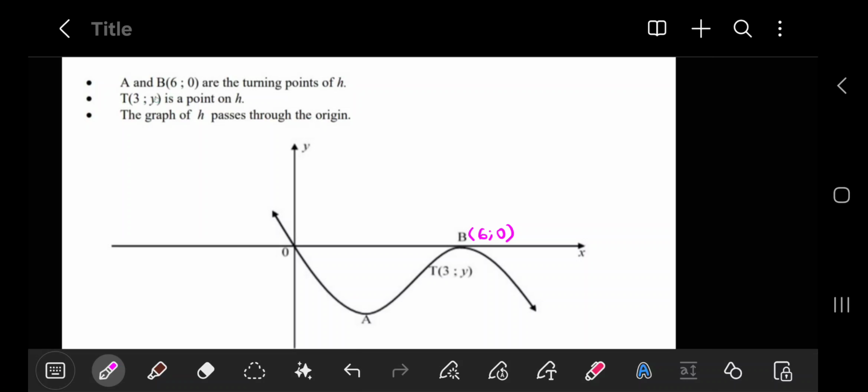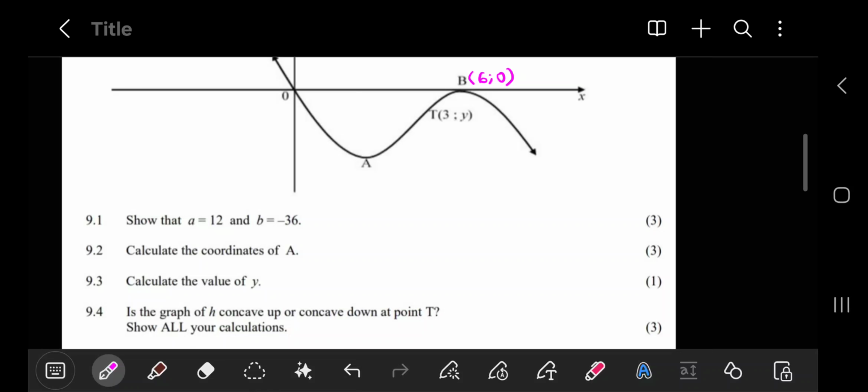It says T, which is 3 and y, is a point on h, so T is just a random point. The graph of h passes through the origin, so it goes through the point 0 and 0. Now, 9.1 says show that a is 12 and b is negative 36.